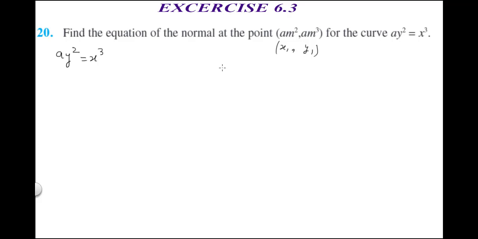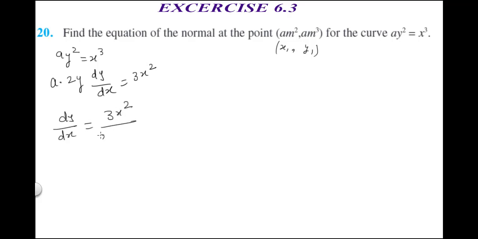So let us find that. We have all the information given. So a into 2y dy by dx equals 3x square. So what will be dy by dx from here? 3x square upon 2ay. Now we have to find the tangent or the normal at which point?